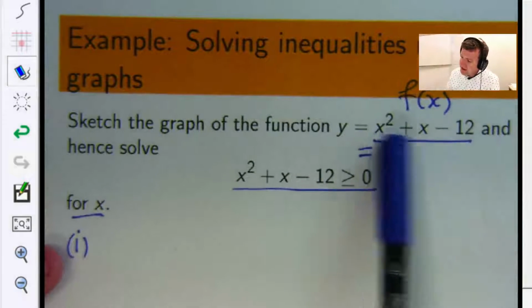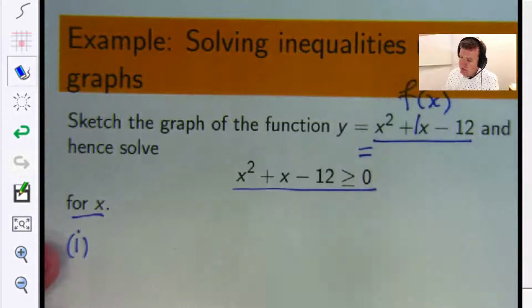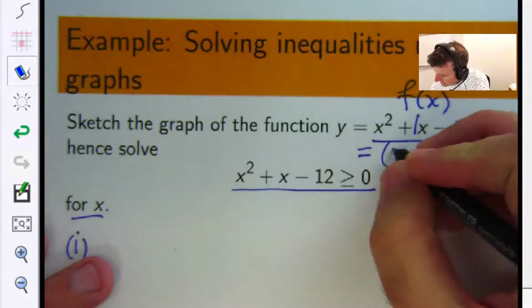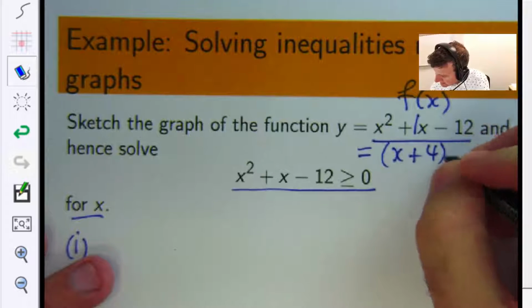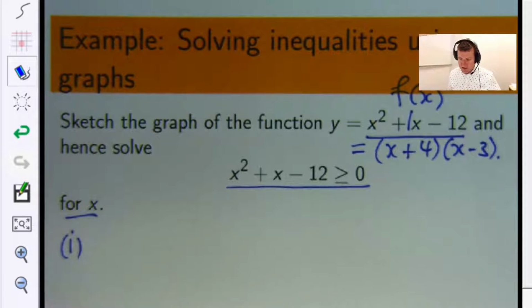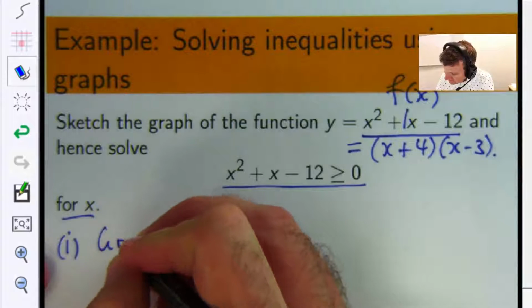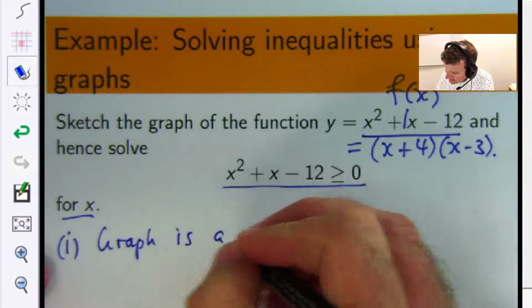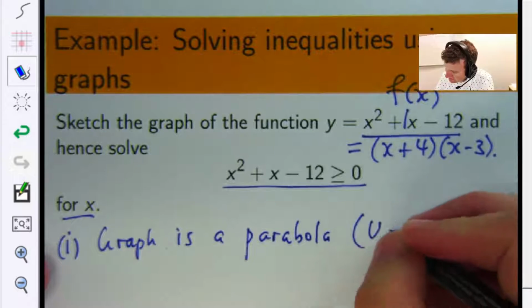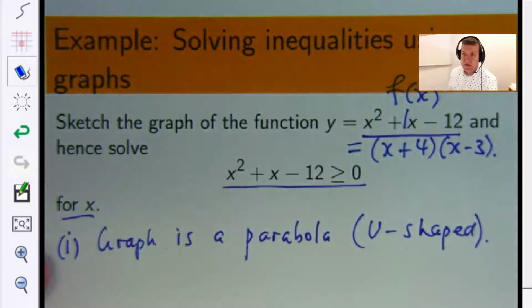So let's do that. It's got to look like a u, and let's find the x-intercept. So if I factorize this, I want two numbers that multiply to give negative 12 and add to give positive 1. So that would be 4 and negative 3. So I can factorize that into this form. Let me just write down what I just said. The first thing is that the graph is a parabola, and it's U-shaped because of the positive number in front of the x squared.